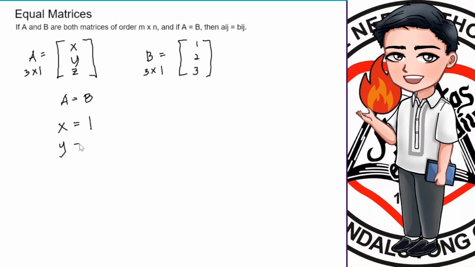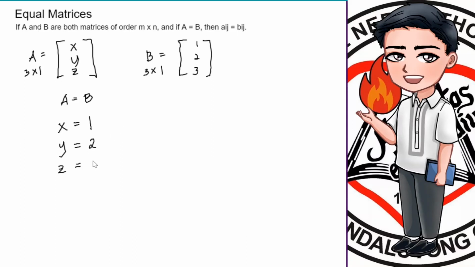How about y? Y is in row 2, column 1. So what element in our matrix B is in the same position as y? Row 2, column 1. So therefore, the value or the element is 2. How about z? What is the element in matrix B with the same position of z in our matrix A? Z is in the position of row 3, column 1. So what element in matrix B is in row 3, column 1?